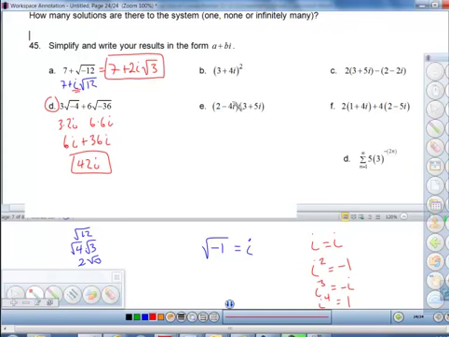Everything else, you just FOIL. Just FOIL, and if you get an i squared, just remember that that's negative 1.